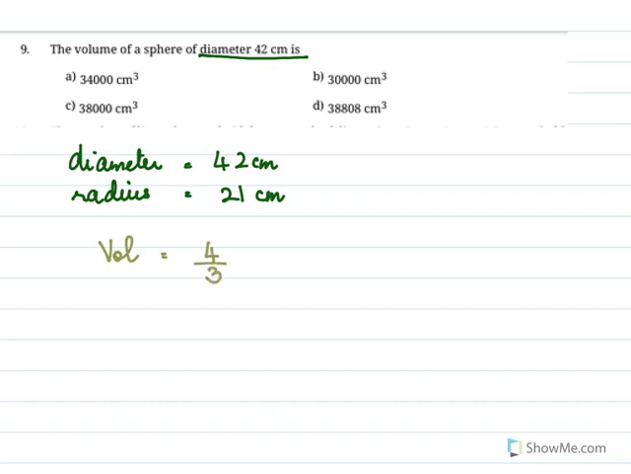Volume is 4 by 3 pi r cube. So that is 4 by 3 pi, 22 by 7. The r is 21 cube. And on working this out, you get 388.08 centimeter cube.